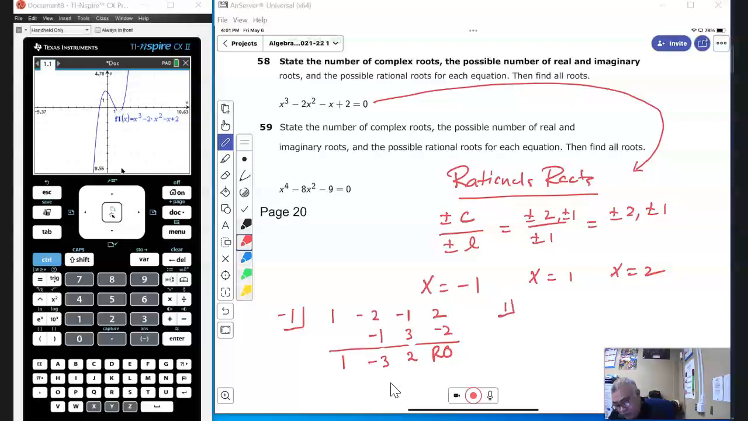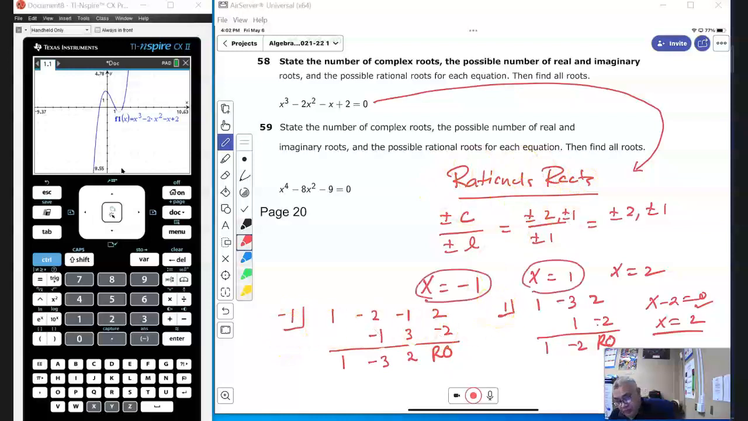And if we tried 1, we had 1, negative 3, 2. 1 times 1 is 1. Negative 3 plus 1 is negative 2. 1 times negative 2 is negative 2. 2 minus 2 is 0. So the remainder is 0. And then, of course, the last one is x minus 2 equals 0. So x equals 2. So it does check. So we figured out the rational roots, and we also figured out the zeros. X equals negative 1, x equals 1, and x equals 2.